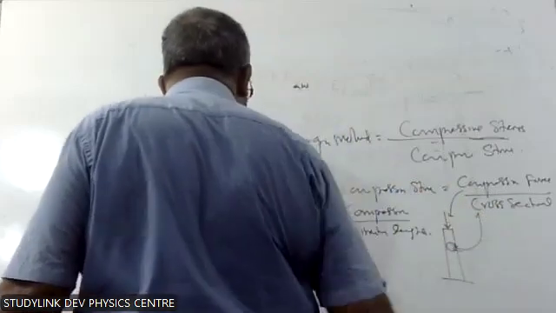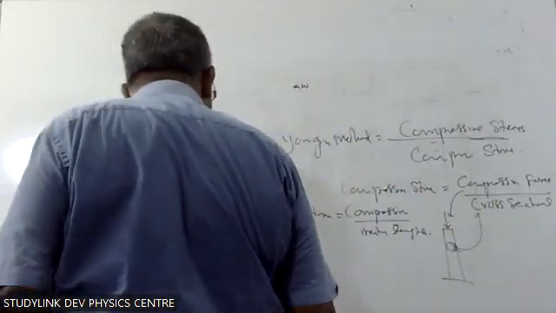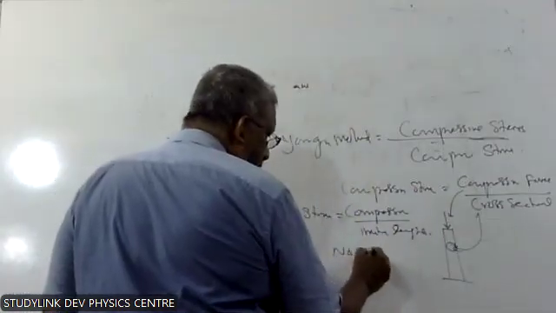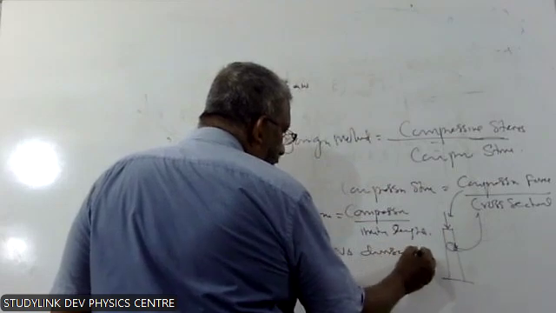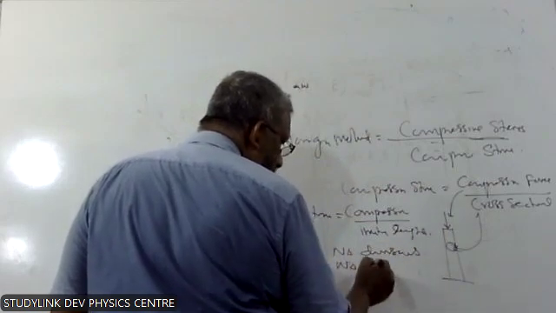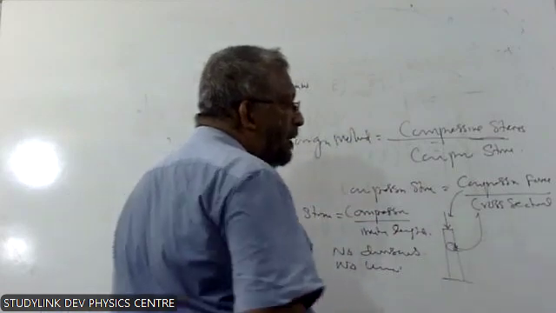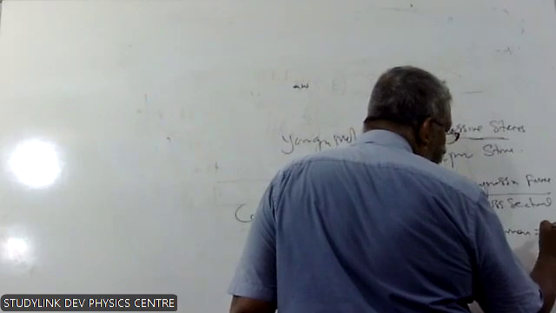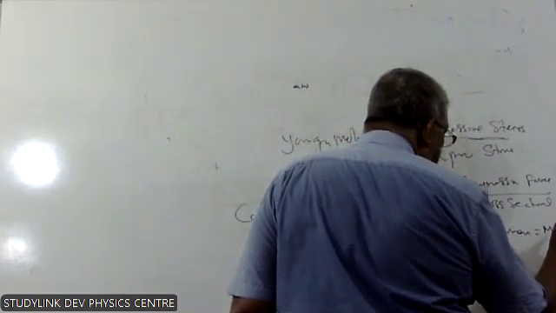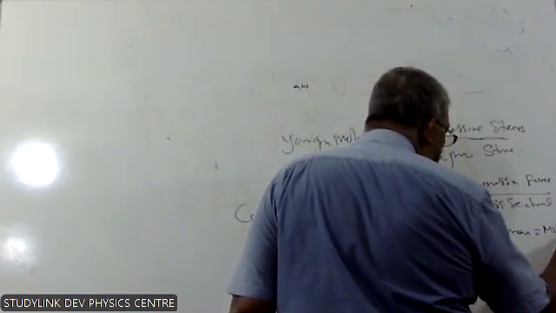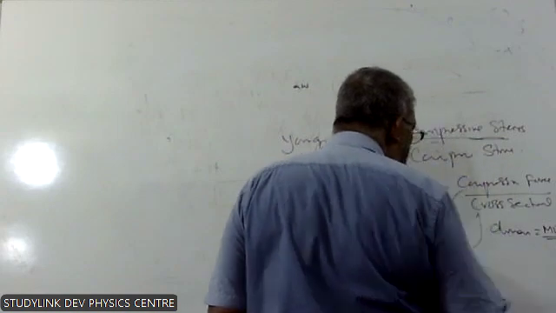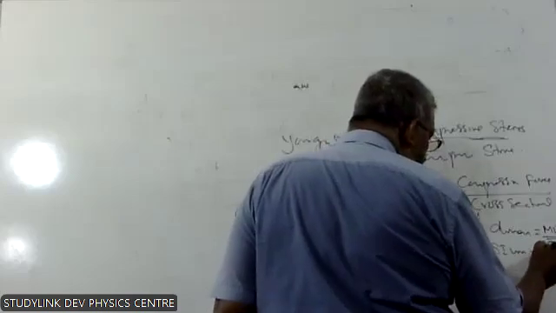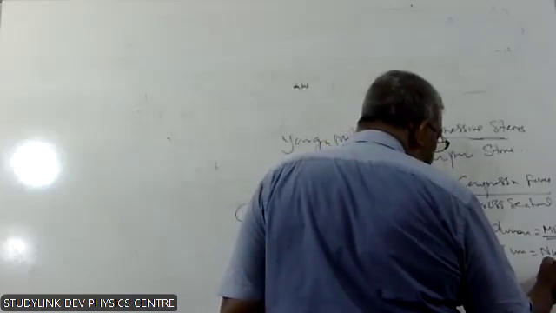Units and dimensions are the same. Strain has no dimensions, no units. Here, the dimensions are ML^-1 T^-2, the dimensions of pressure. SI unit is Newton per square meter, or Pascal.